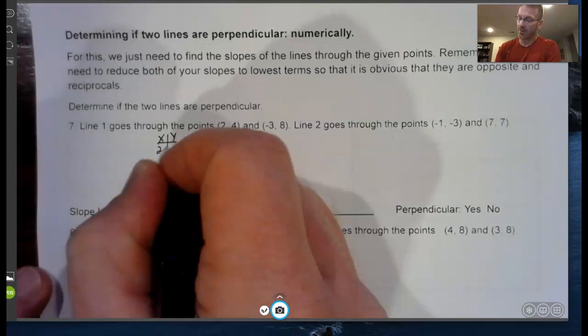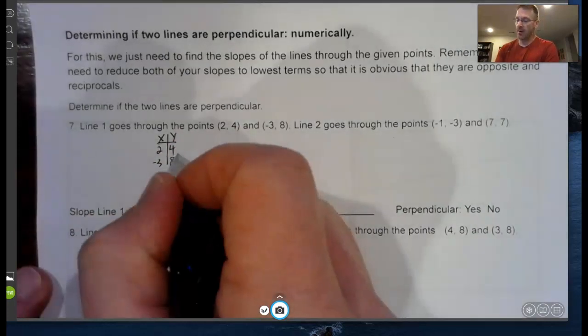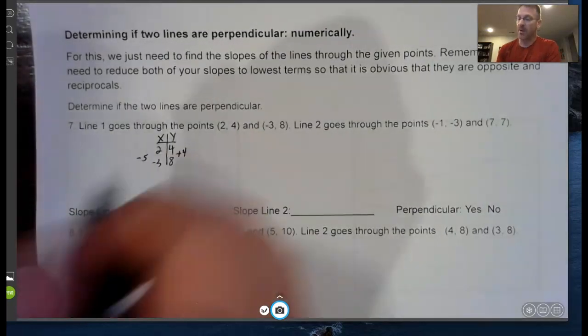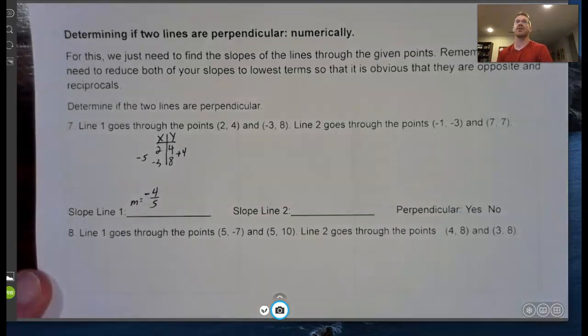It goes through the point 2, 4 and negative 3, 8. So for my slope, I go up 4 for the change in y, I go down 5 for my change in x. So my slope of line 1 is negative 4/5. And you can put that negative anywhere. So I typically just put it in the numerator out front. So 1 negative means the whole fraction is negative.